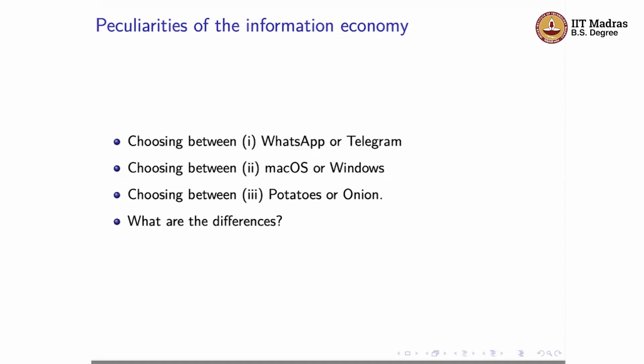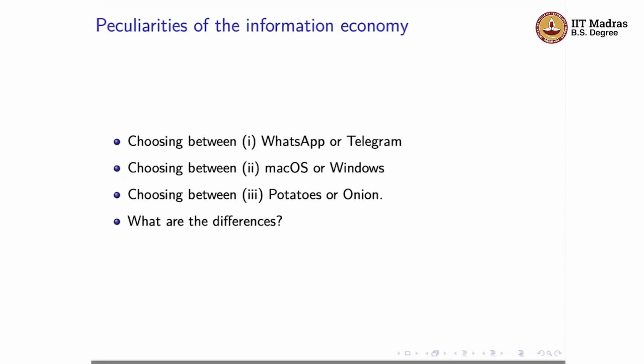Just to get started, to have some motivation, let's think about the following three choice problems. When you are thinking about these three choice problems, think about what the differences between them are. The first problem involves choosing between WhatsApp or Telegram as a messaging app. The second involves thinking about Mac OS versus Windows as an operating system to use. And the third involves thinking about whether to go to the market to buy potatoes or onion, right?